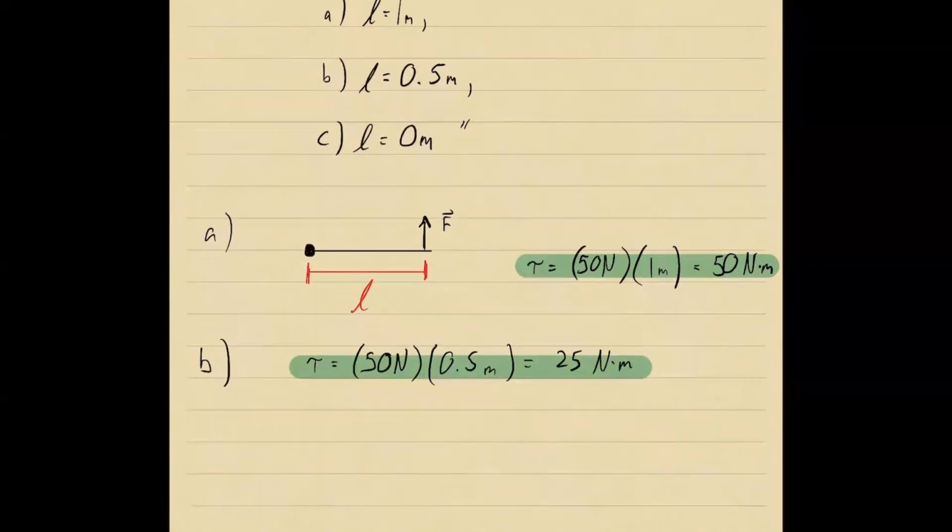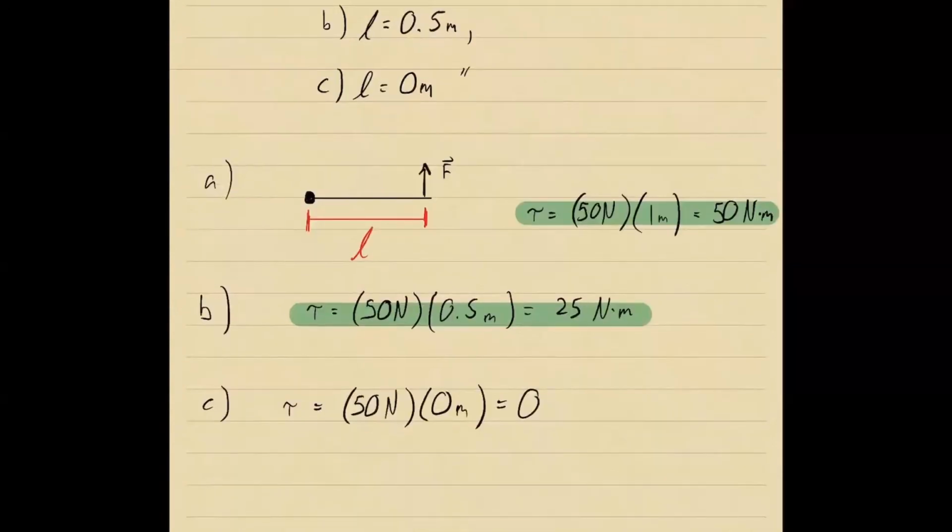And last but not least, part C is asking, what if we're pushing at a distance of 0 meters from our axis of rotation? That is, we're pushing on the hinges of our door. So in this case, the torque that this force is applying to our door is the magnitude of the pushing force multiplied by the distance away from our axis of rotation, and this is going to be 0. So 0 torque is applied when we push on the hinges or the axis of rotation.